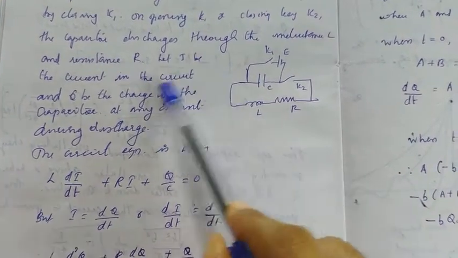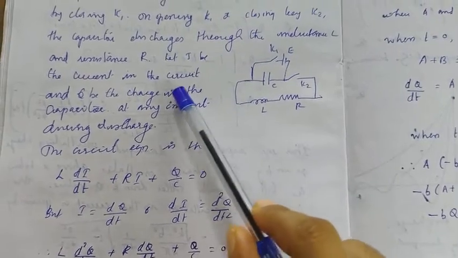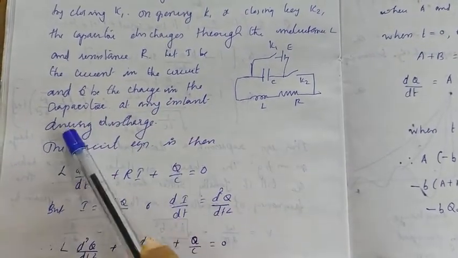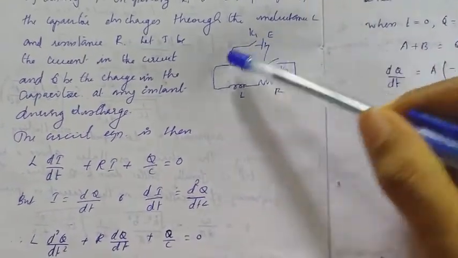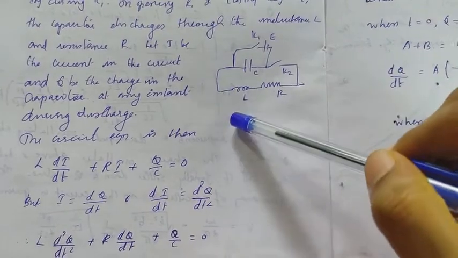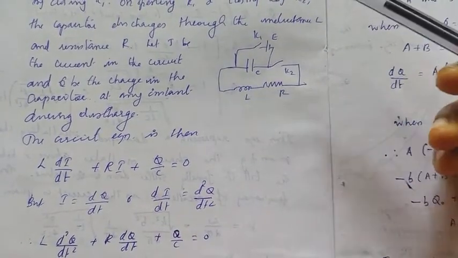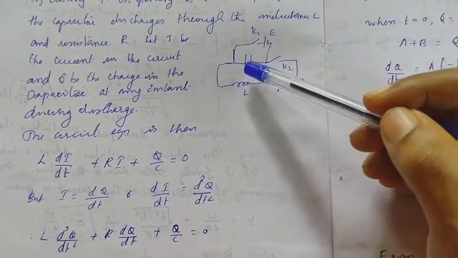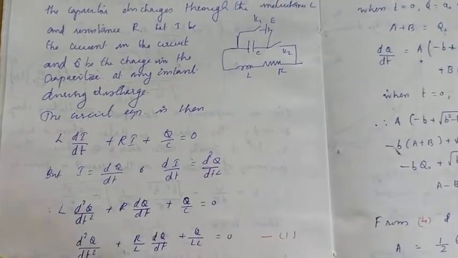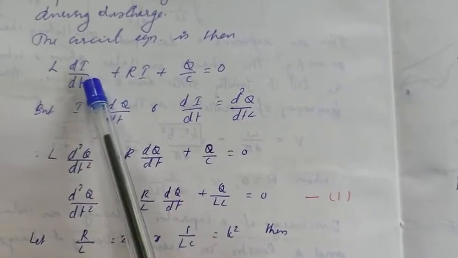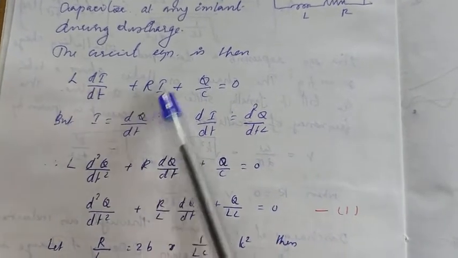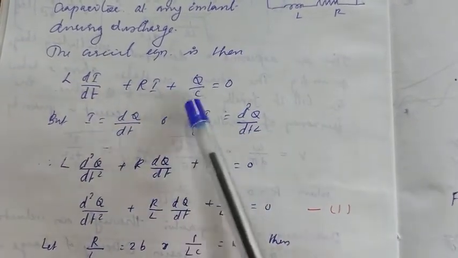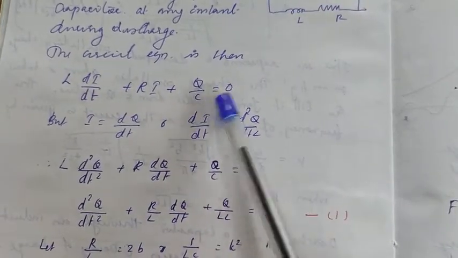Let I be the current in the circuit and Q be the charge on the capacitor at any instant during discharge. So when it starts discharging, let I be the current and Q be the charge at any instant in the circuit during discharge. Then the equation of EMF in the circuit can be written as L di by dt across the inductance, plus Ri across the resistance, plus Q by C across the capacitor, is equal to 0.